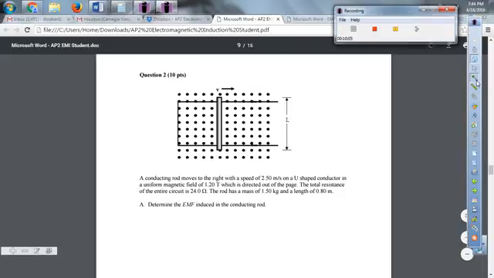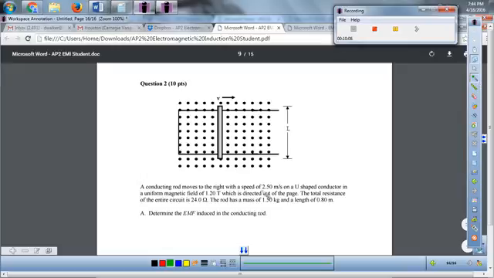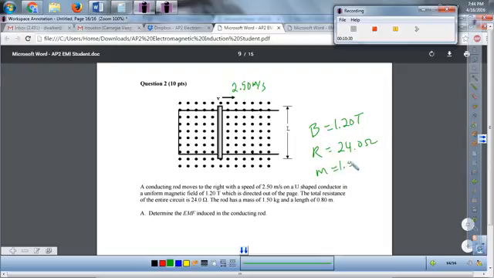Okay. So it says a conducting rod moves to the right with a speed of 2.5 meters per second on a U-shaped conductor in a uniform magnetic field, so B is 1.20 Tesla. The total resistance of the circuit is 24 ohms. The rod has a mass of 1.50 kilograms and a length of 0.80 meters. Alright, so as we drag that to the right, we're increasing the flux. More and more magnetic field is appearing in this portion of the U-shaped conductor.